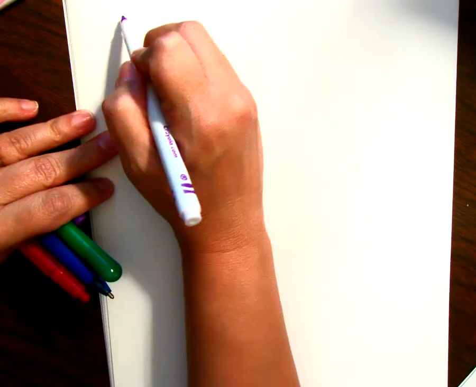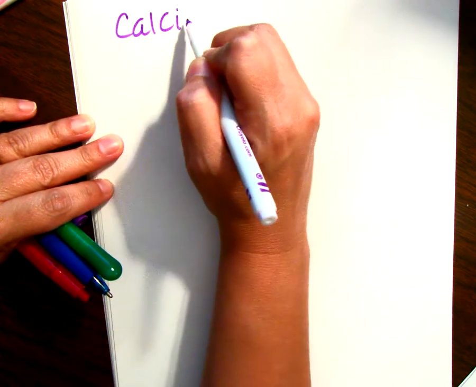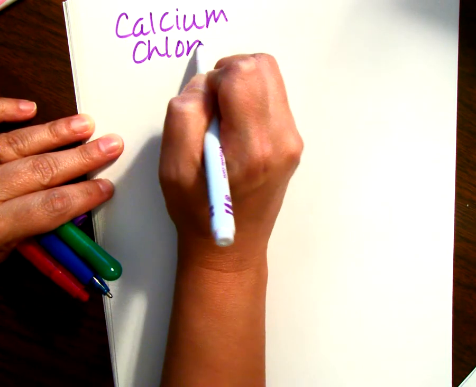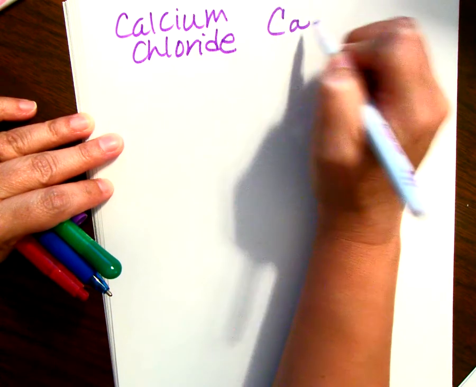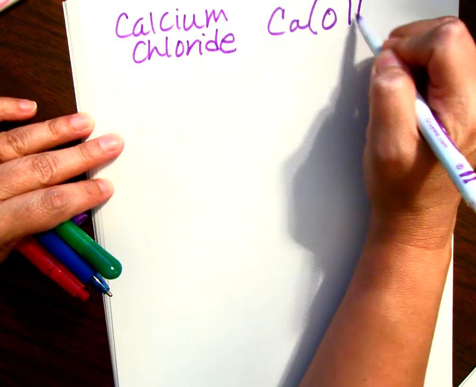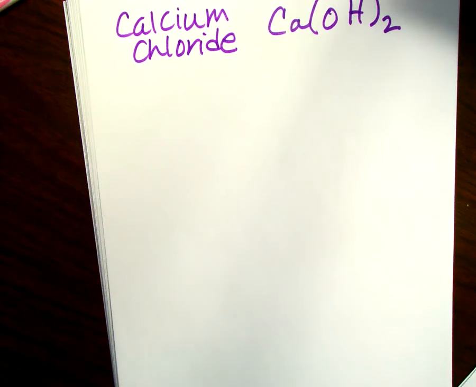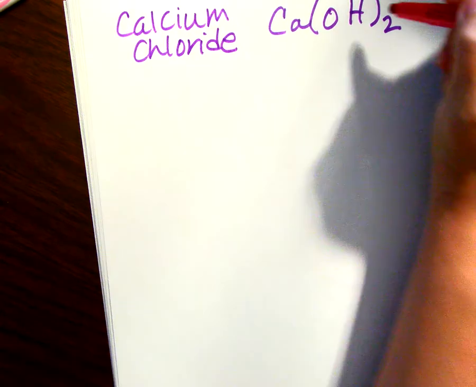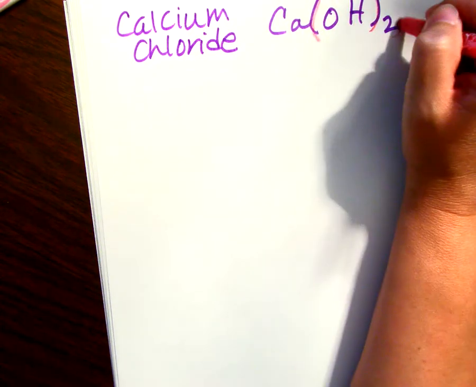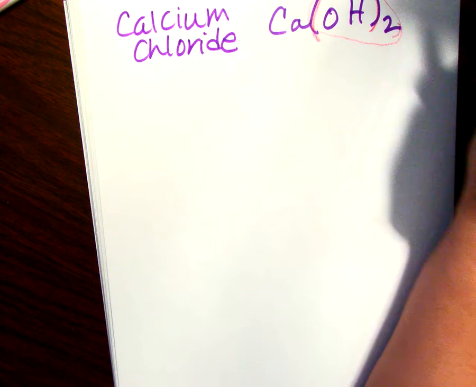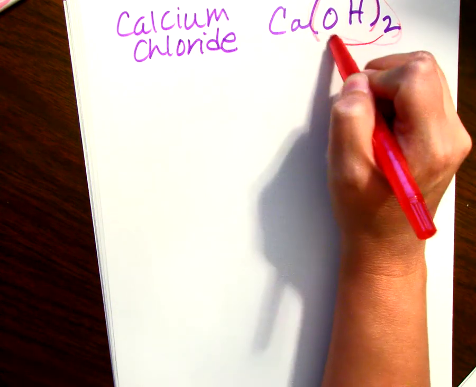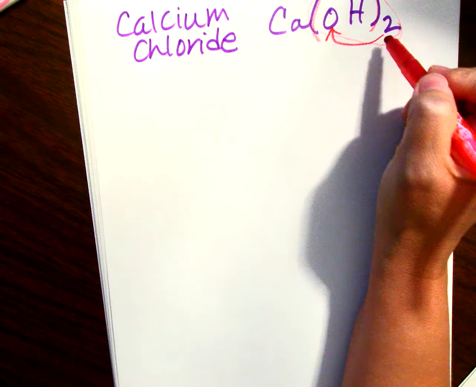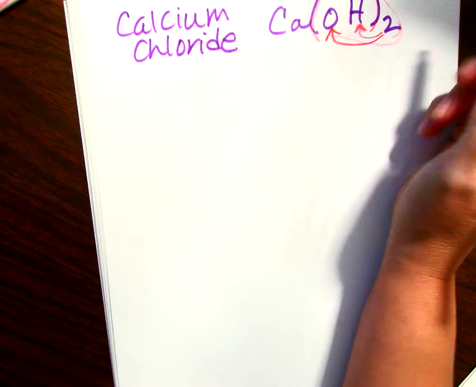Okay, let's do another one. Let's use parentheses. Let's do a calcium hydroxide. All right, so we don't have a coefficient, we do have a subscript, and the subscript is right outside these parentheses. So the subscript belongs to both of them. This 2 means there's 2 oxygen, and 2 hydrogen.